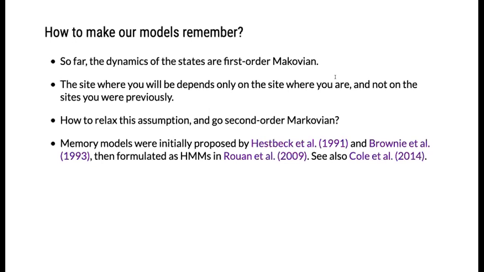How to do that? It can be done with the basic HMM, the first order Markov models we've seen so far. And that's what I'm going to show you. So these so-called memory models have some memory, whereas first order Markovian models are what we call memoryless. They were initially proposed in a paper in the early 90s, the good years, by Jay Hesbeck and colleagues, and Cavell Brownie in 93. And then they were formulated as hidden Markov models by Lauriane Rouen in her PhD. And there is also a paper by Diana Cole in 2014, where she investigates issues with these memory models in a very nice way. Okay, let's have a look.